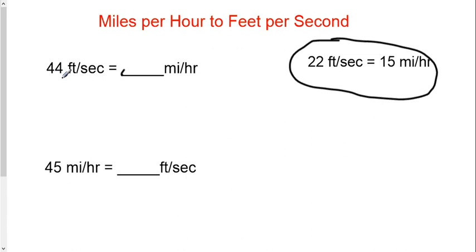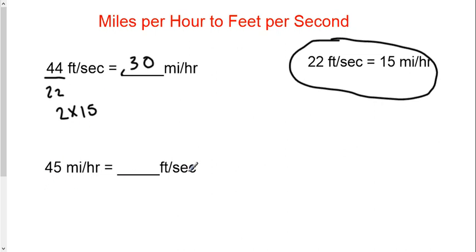So if I have 44 feet per second, that's two 22s, right? So that's two 15s. So all I'm going to do is divide this by 22. I get 2 times 15. I get 30. And you could do that in your head, 30 miles per hour. So let's do it again with this one.